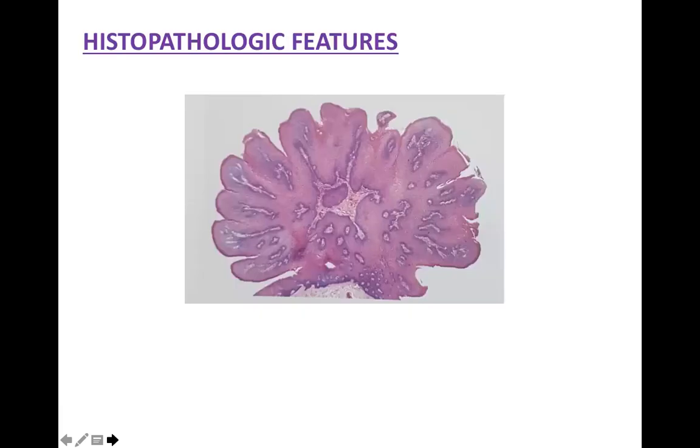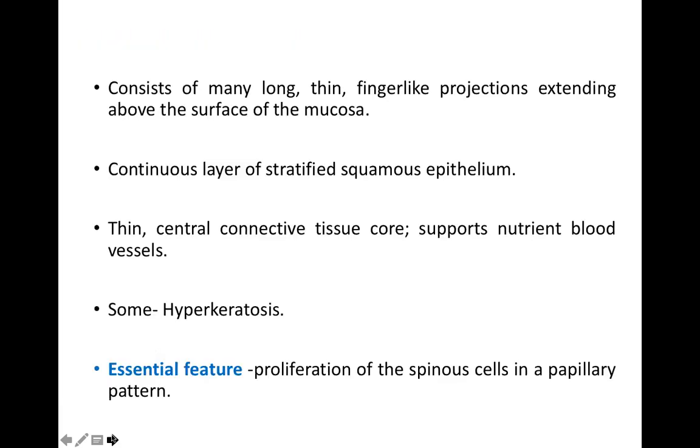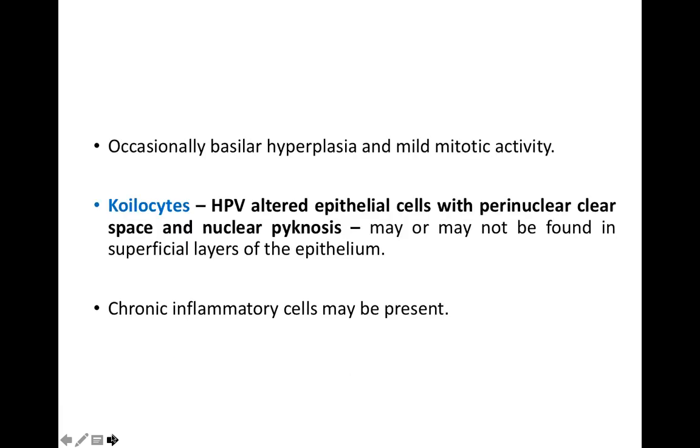So this is the histopathologic feature. You can see the connective tissue and these are the finger-like projections. It consists of long, thin finger-like projections extending above the surface of the mucosa. There is a continuous layer of stratified squamous epithelium. There is a thin central connective tissue core and it supports the nutrient blood vessels. You can also see hyperkeratosis. So the essential feature is proliferation of spinous cells in papillary pattern. Occasionally, basilar hyperplasia is seen and mild mitotic activity.